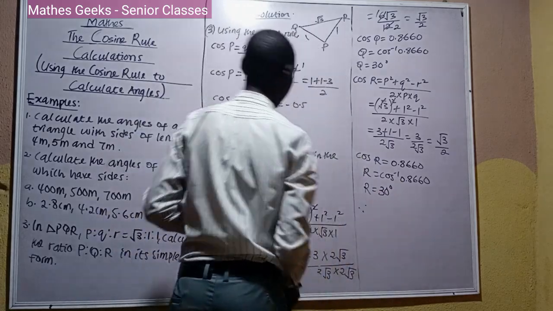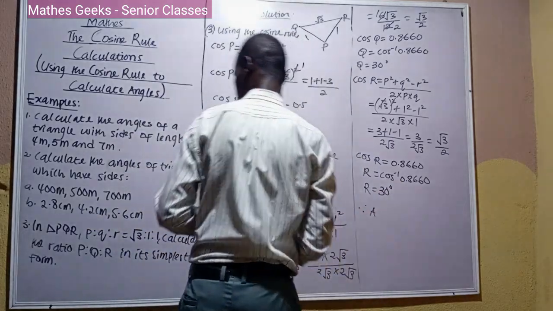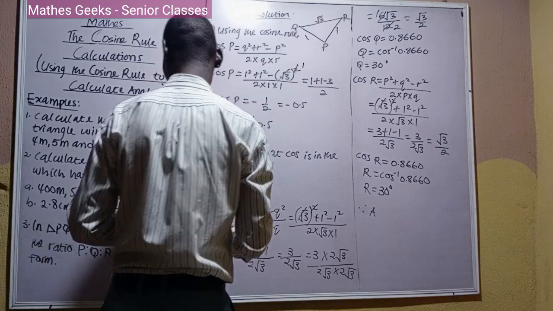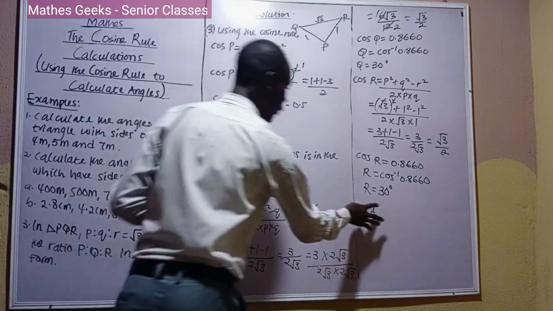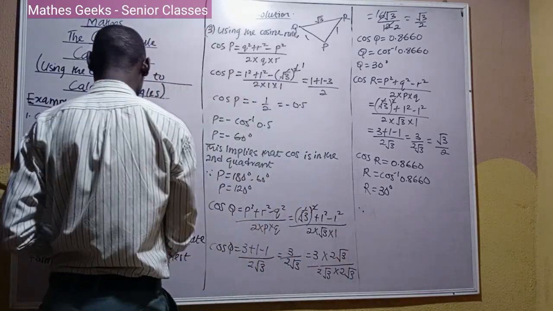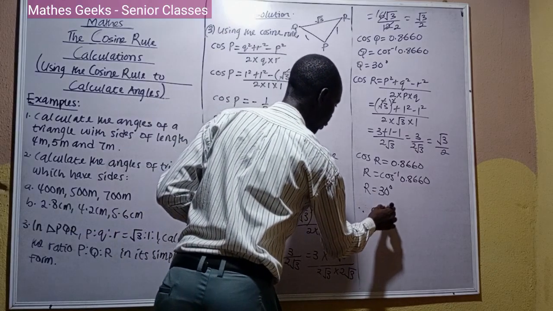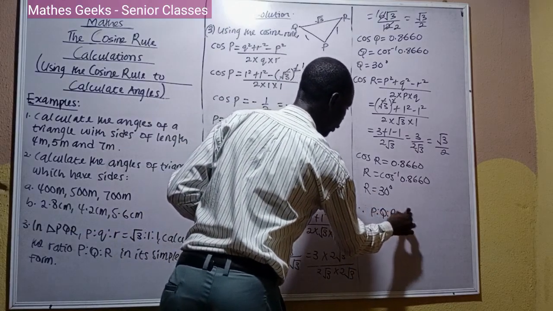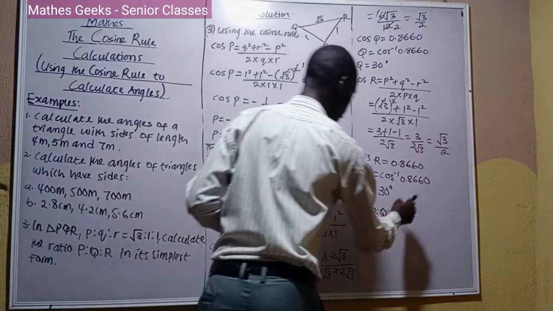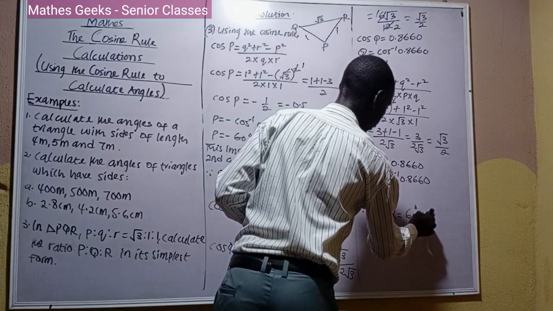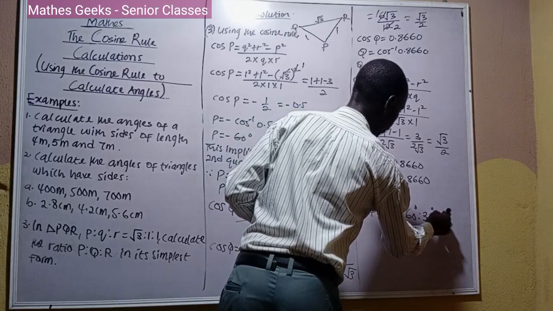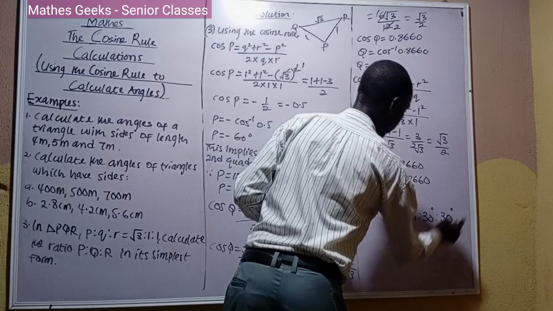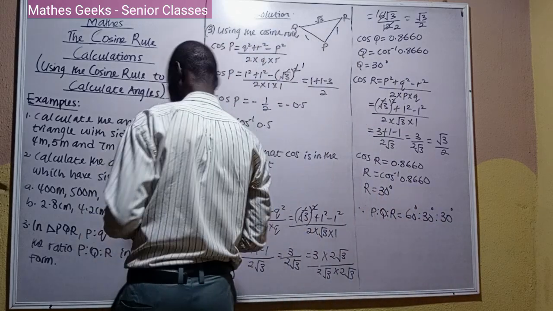Therefore, the ratio P to Q to R is equal to 60 degrees to 30 degrees to 30 degrees. That's our answer.